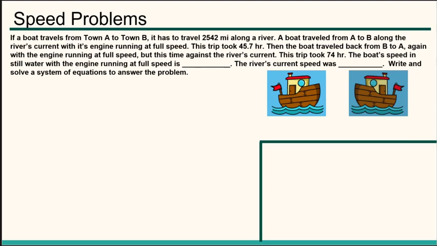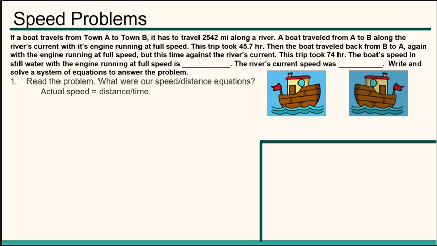Then the boat traveled back from B to A again with the engine running at full speed, but this time against the river's current. They had the throttle full on both times. Now this trip took 74 hours. The boat speed in still water with the engine running at full speed is blank, and the river's current speed was blank. Right to solve.